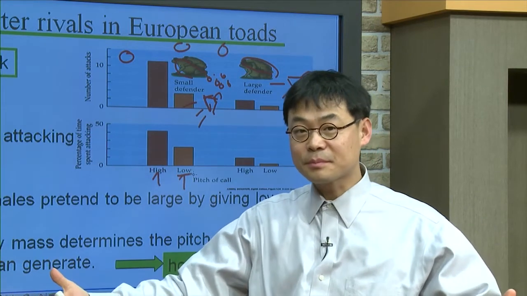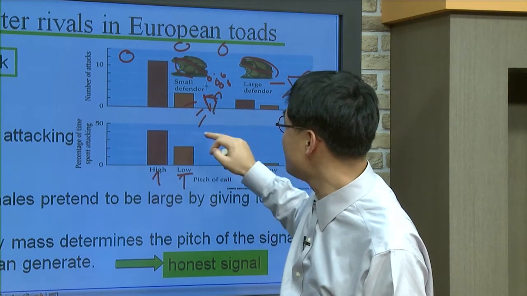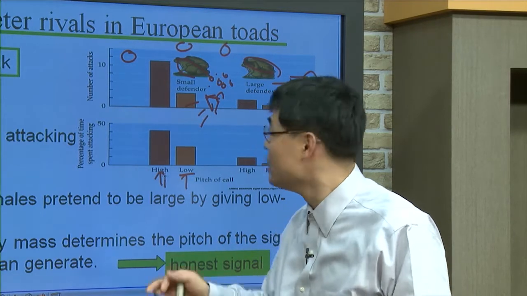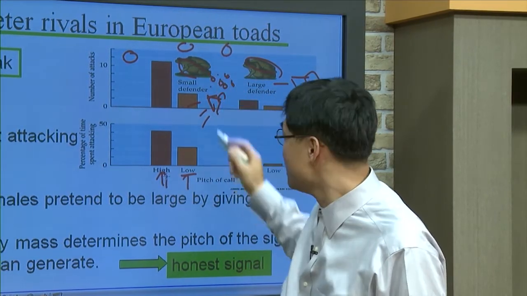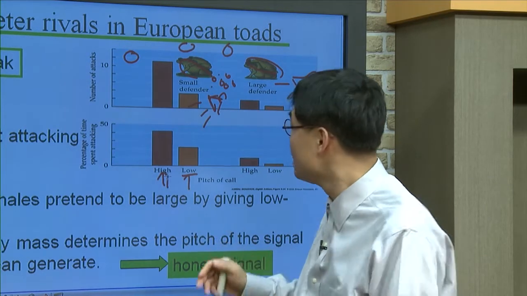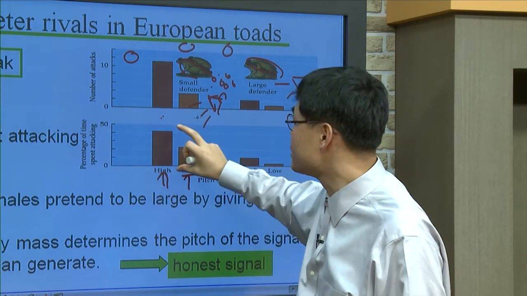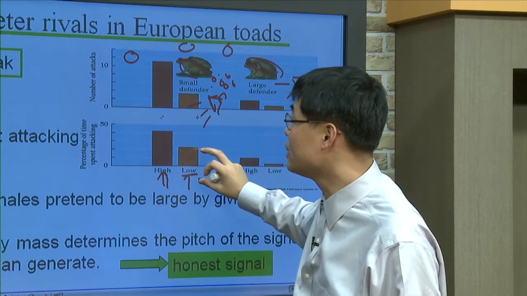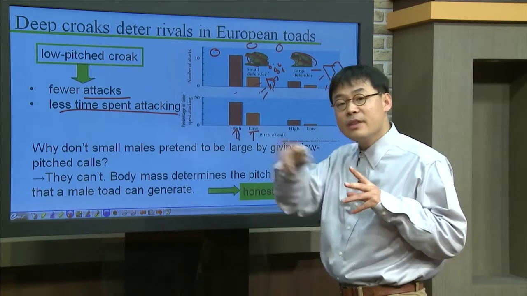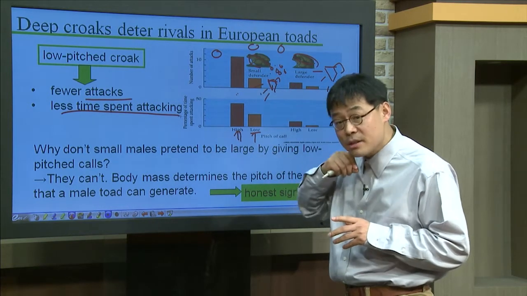This is at night, so you can't tell whether it is huge or small by sight. But in this situation, you give the high-pitched call, and the neighbors may tell, okay, this is defended by a smaller male. Then they can get close to it and make contact or fight. But if they hear a low-pitched croak, the neighbors may tell that this is defended by a huge male, then don't get close to it. So there's a difference between these two. If you hear the high-pitched croaks, there's more contact from the neighboring males. But if you have the low-pitched croaks, there are fewer attacks and less time spent attacking. So the neighboring males tell the size of the defending males by the pitch of the croaks.